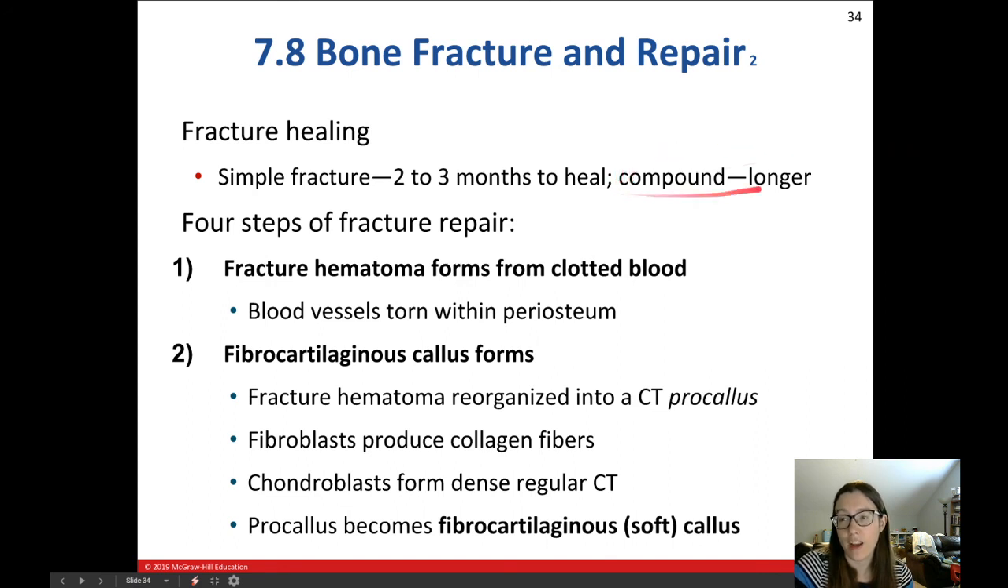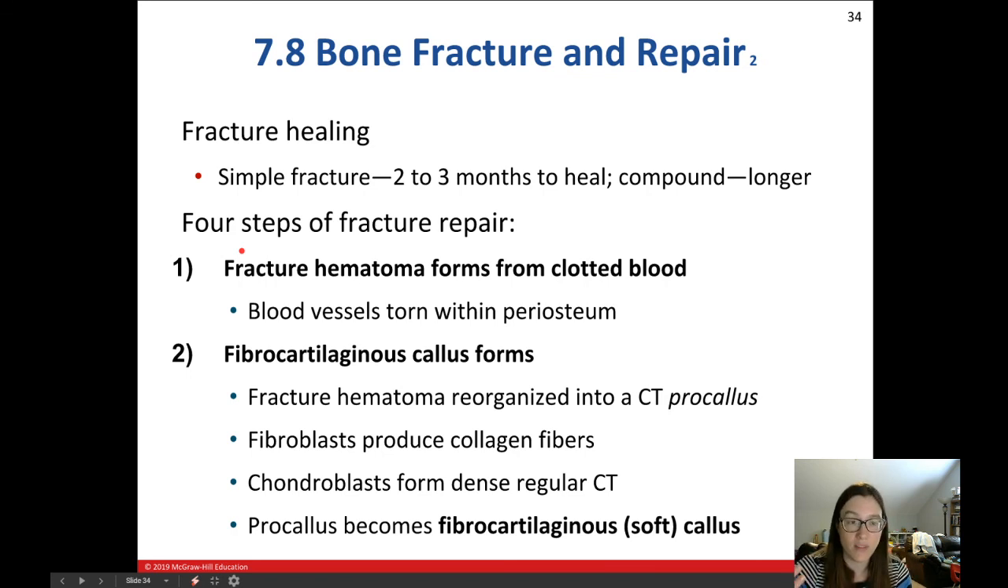And then compound fractures, as we said, usually have a lot more damage to the tissues surrounding the bones, as well as blood loss and possibly infection. So compound fractures usually take longer to heal than that. This is similar to our wound healing, where we have 4 steps of fracture repair. We're going to simplify it down and talk very simplistically about the 4 different steps of fracture repair. So if we break a bone, remember our bones have blood vessels.